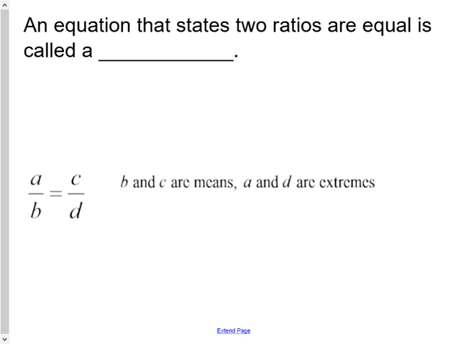An equation that states two ratios are equal is a proportion. Proportions are commonly solved using cross multiply and divide. Just a little note, B and C are considered the means, which will be used for geometric means, and A and D are the extremes. When you solve these, you generally cross multiply, AD equals BC, and then you can solve by division.